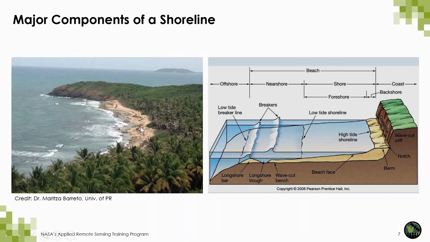Now the beach face is the wet sloping surface that extends from the ocean's facing side of the berm to the shoreline. That is the zone between the high tide and the low tide shorelines. So the berm would be this area just right above the high tide shoreline. And then the beach face is this area that sometimes, but during high tides, is covered by water.